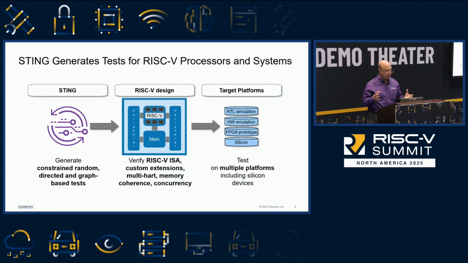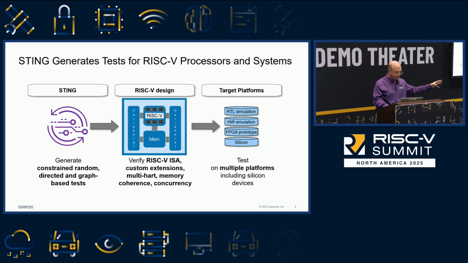So we have pre-existing automatically generated functional coverage modules that are part of the Empirus DV family of products. On the test generation side, Sting is the industry-leading test generator. It generates constrained random, directed, and graph-based tests. It also supports the full RISC-V specification, but can also handle custom extensions and multi-hart, and again, memory coherence and concurrency. And with Sting, you're able to run using RTL simulation, but also running on the hardware-assisted platforms. And in fact, in the Synopsys booth, there's a demo of Sting running on a ZeBu hardware emulator.